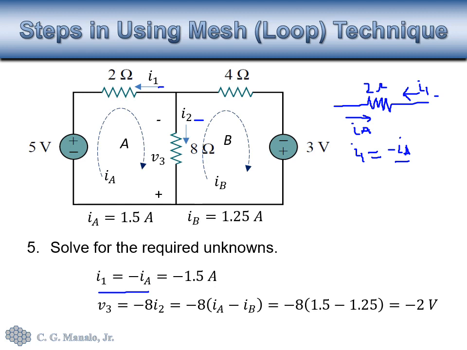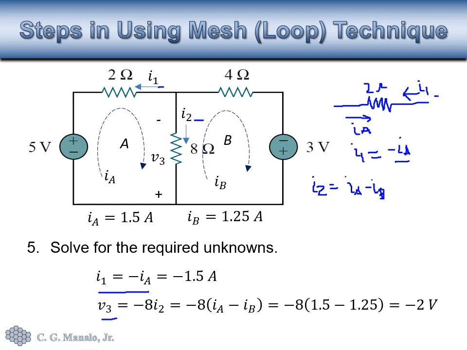So since I sub A has the same direction as I sub 2, this has a positive effect on I sub 2, so therefore that should be I sub A. However, since I sub B has the opposite direction, the effect is negative. So therefore, I sub 2 there should be I sub A minus I sub B. And we can proceed in solving V sub 3.